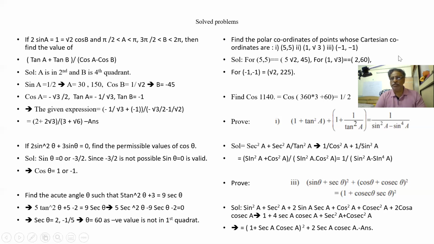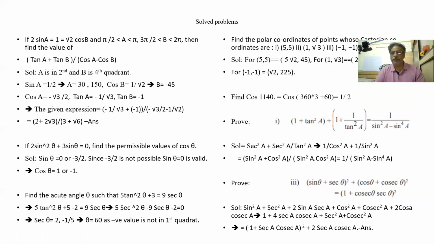Now we have to prove this quadratic expression. 1 plus tan square A plus 1 plus 1 by tan square A is equal to this. So 1 plus tan square A is secant square A, plus 1 plus tan square A by tan square A, so secant square A by tan square A. Secant square A is nothing but 1 by cos square A, and this is 1 by sin square A. So 1 by cos square A plus 1 by sin square A. When I do LCM, sin square A plus cos square A by sin square A cos square A is 1 by sin square A cos square A.